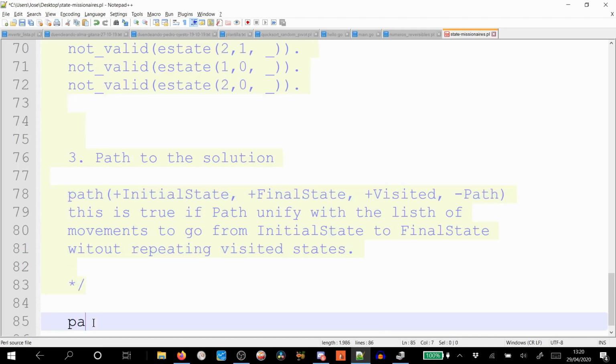So in the case of path, what is the simplest case? If the initial state and the final state are the same, and we put the same variable in both, what is the list of movements I have to do? What will be the solution? The list of movements.